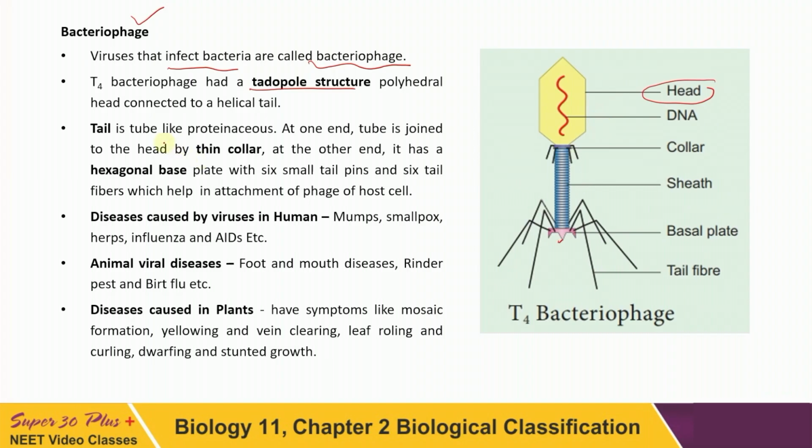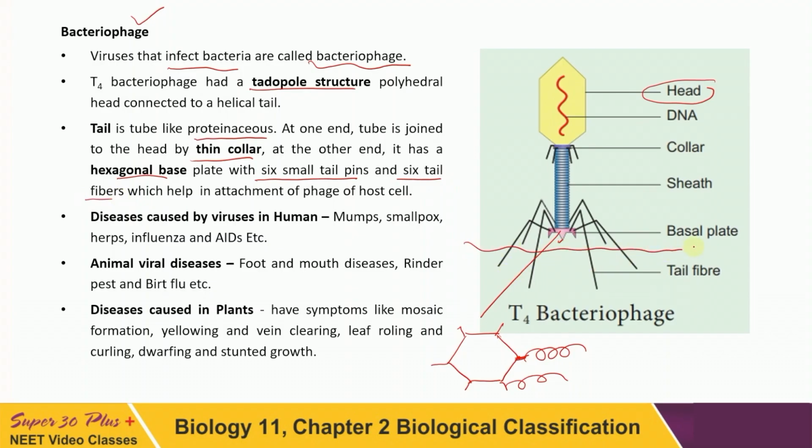The tail is tube-like and proteinaceous. At one end of the tube, it is joined to the head by a thin collar. On the other end, it has a hexagonal base plate. It has 6 tail pins at the corners, and attached to these are the tail fibers. The hexagonal base plate, 6 small tail pins and 6 tail fibers help it get attached to the host cell.